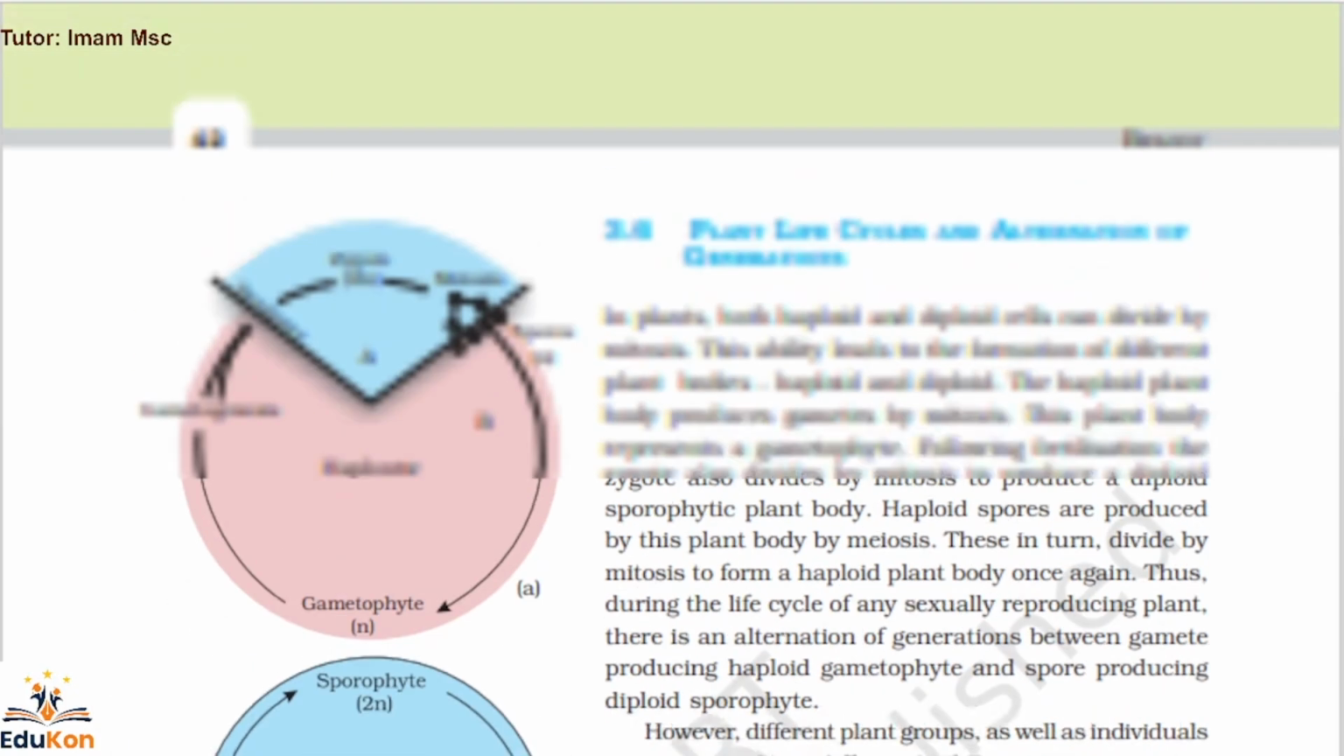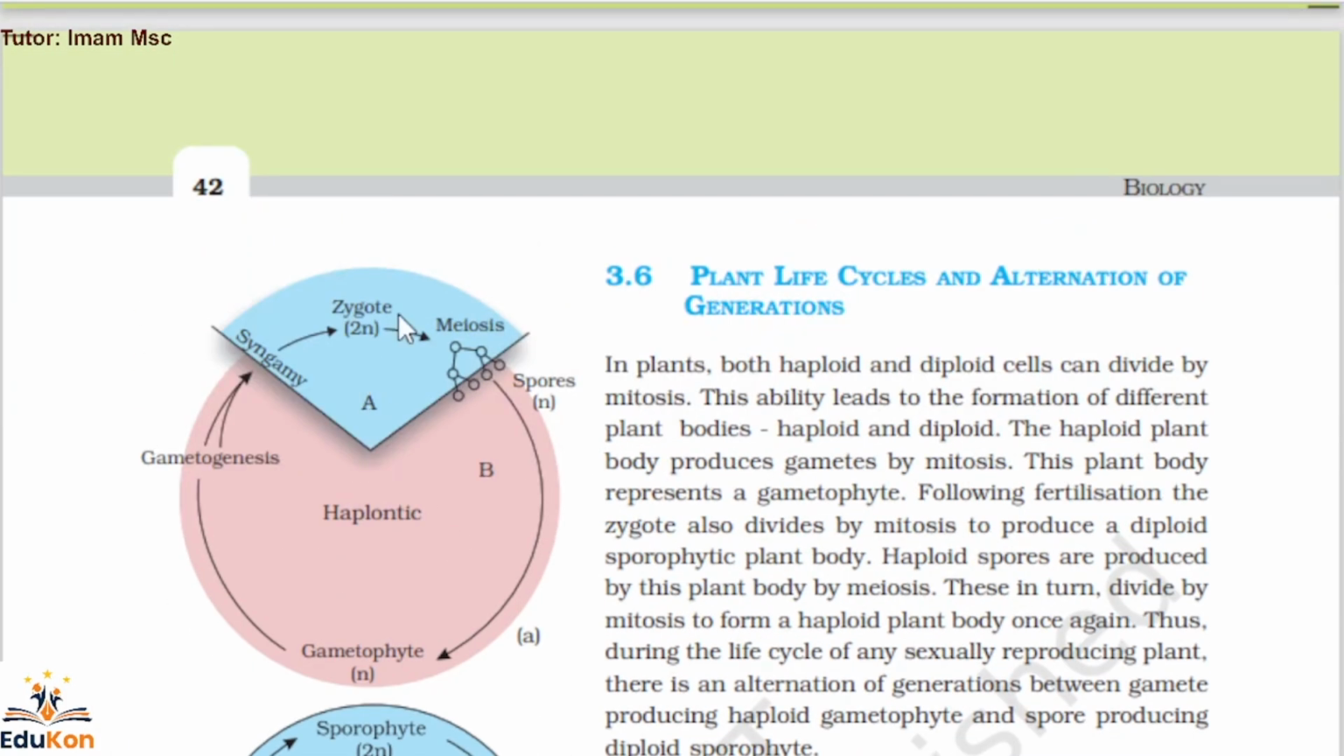You can see in the image here the life cycle of haplontic. This is an illustration. Only the zygote is diploid in this life cycle. The rest, spores, gametophyte, everything is completely haploid. So the dominant phase is haploid over diploid. That is why it is called the haplontic life cycle.